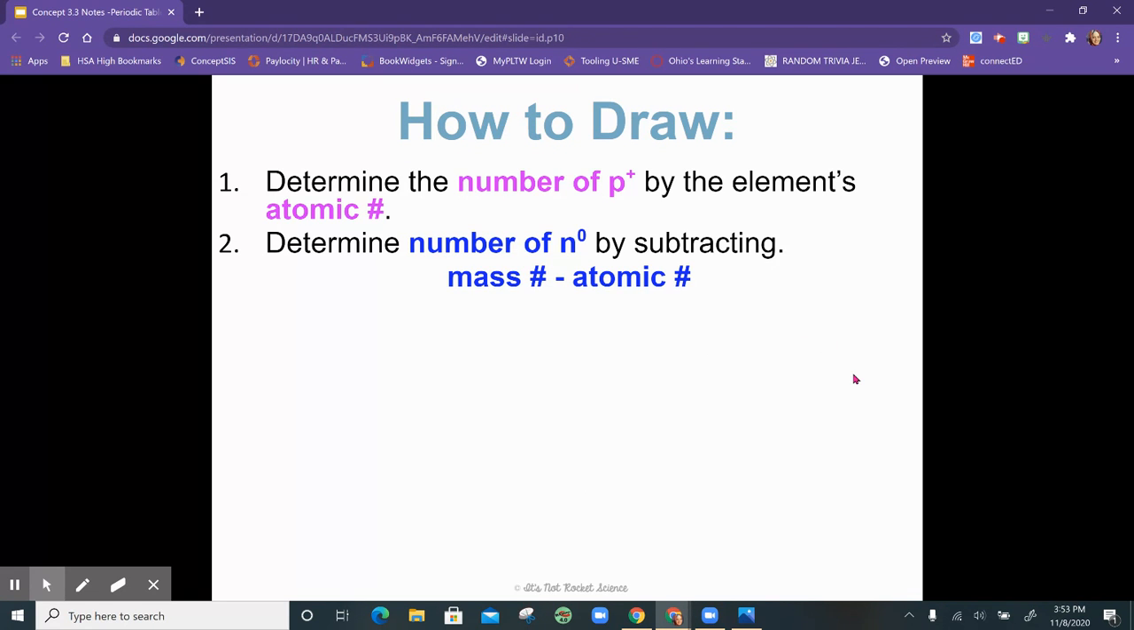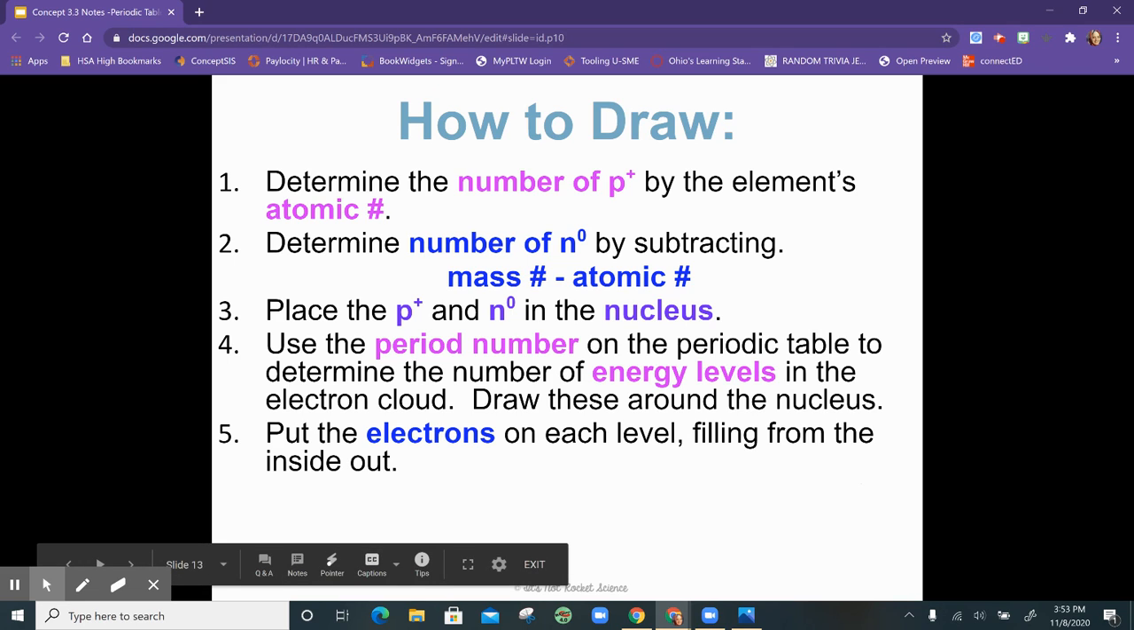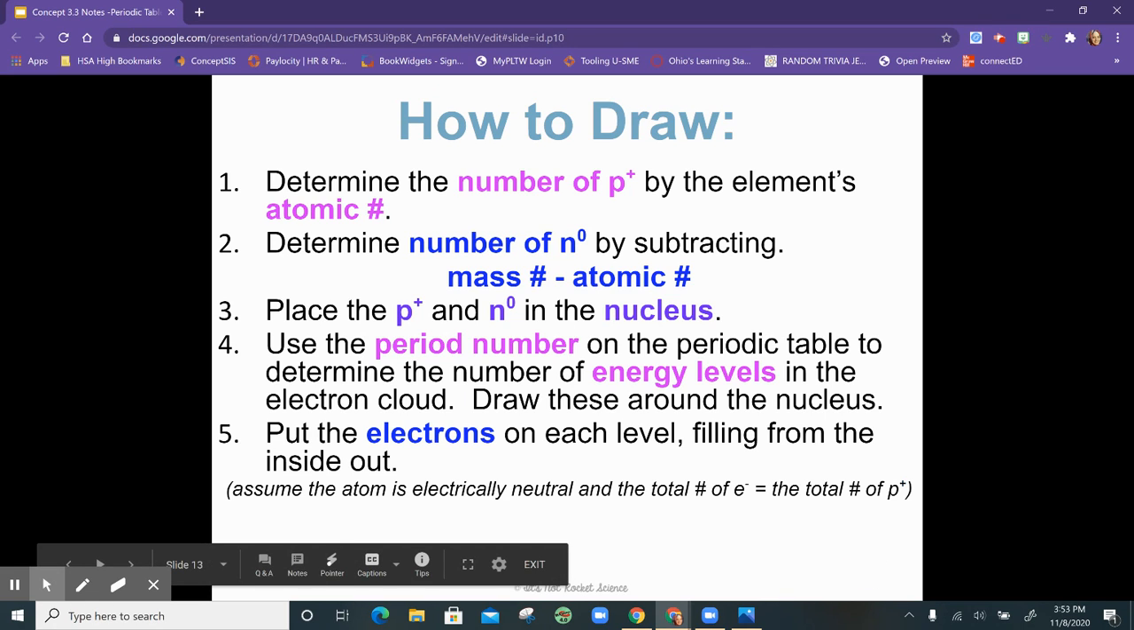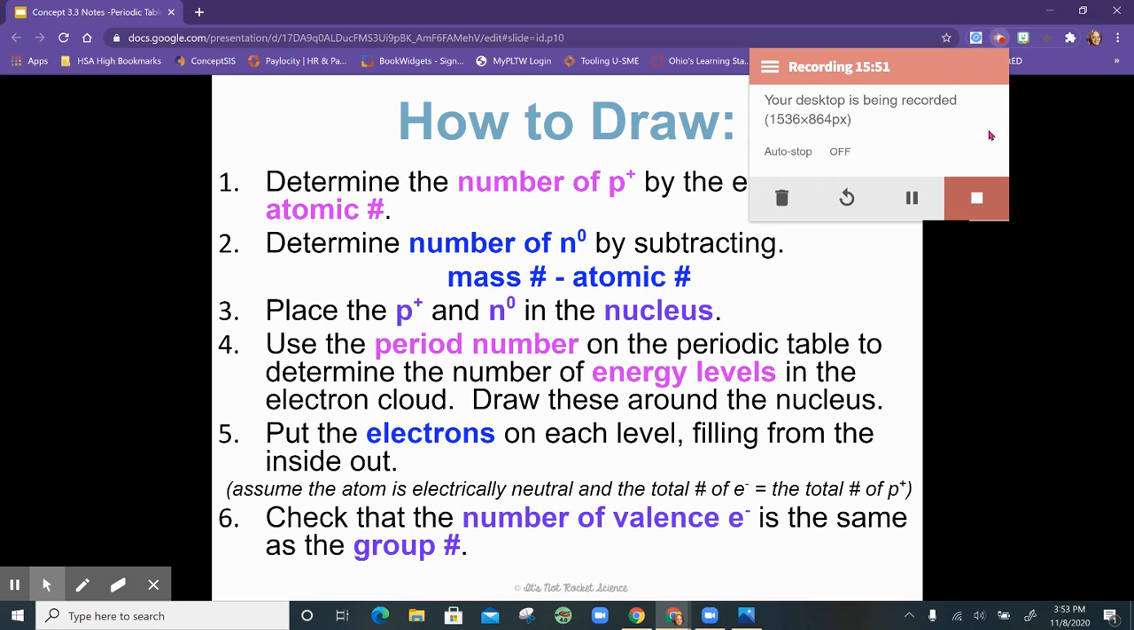So these are the steps for you. I need you to read this and fill out your notes accordingly. There's pink and blue and purple. These are like the blanks in your guided notes. So make sure you read and try to understand how to draw the Bohr atomic models. All right, so that's all about it. Hopefully you guys understood really well about the periodic table and the classification of elements.